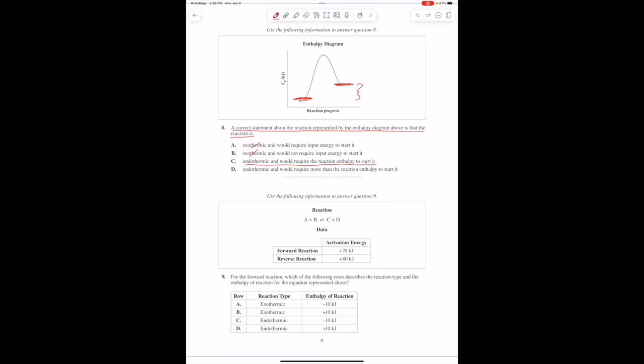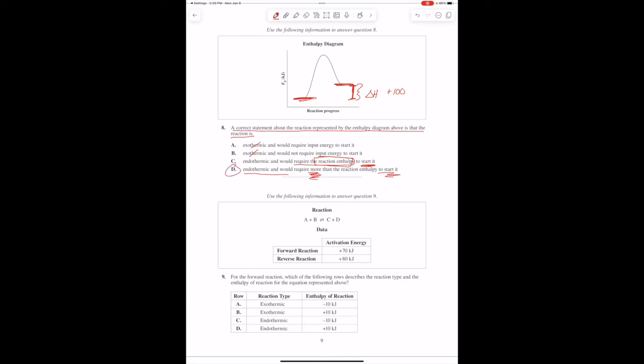Let me just erase this. When they say it would require the reaction enthalpy, what does that mean? The reaction enthalpy is this, right? That number, let's say that number was plus 100. They're saying the difference from here to here is 100. They're saying if we put in 100 kilojoules, this reaction would start. And this one says would require more than 100 kilojoules to start it. And that's the true statement.